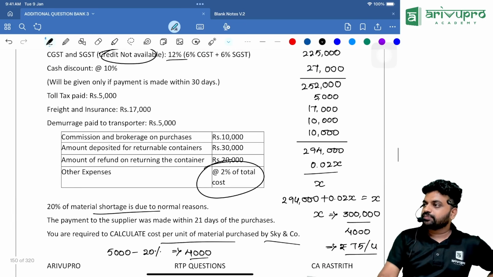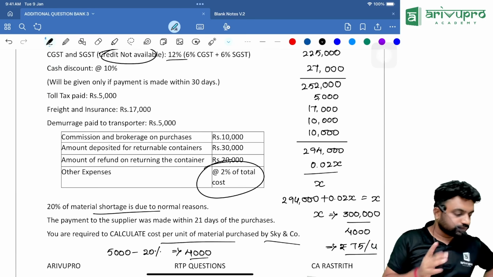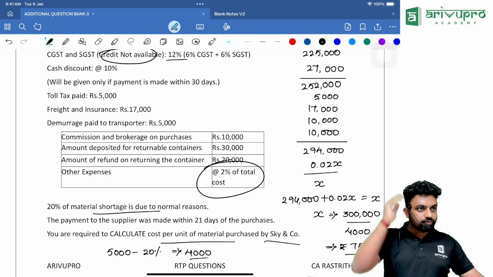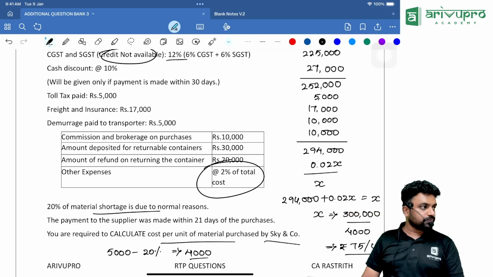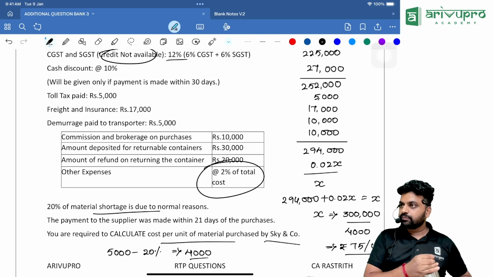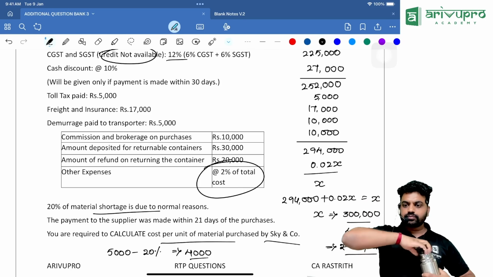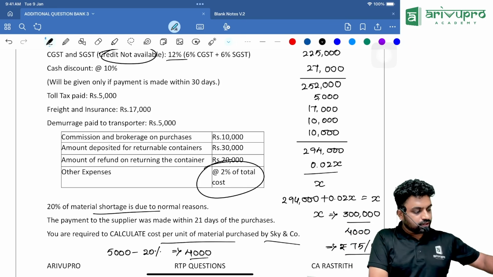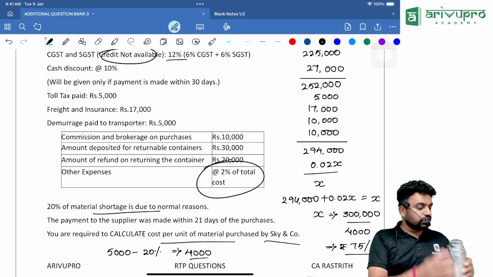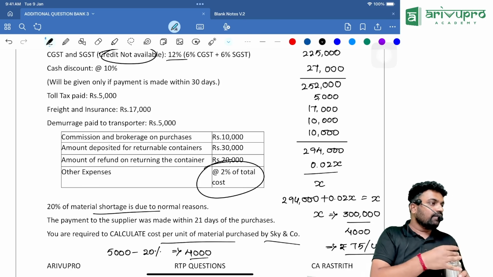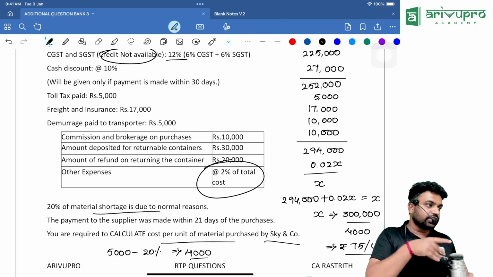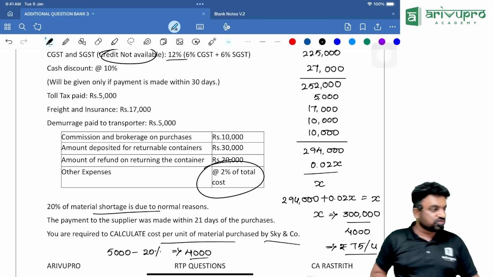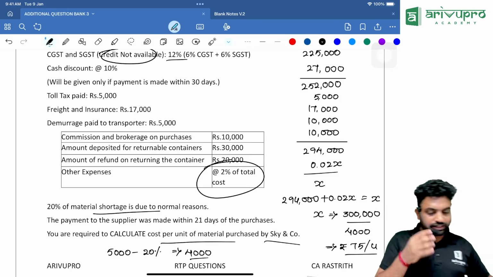Any doubt in this? Is that clear, people? 3 lakh is your total cost, divided by good units. Here they are telling 20% is normal loss, which means while computing good units, you should reduce the normal loss. 5,000 is total units minus normal loss of 1,000, which will come to 4,000. So 3 lakh is your cost, 4,000 is your units, per unit 75.